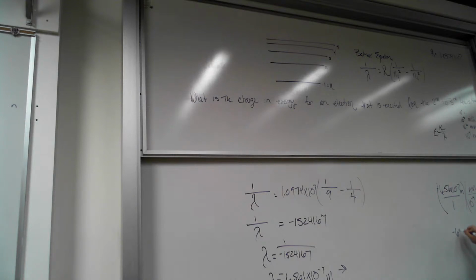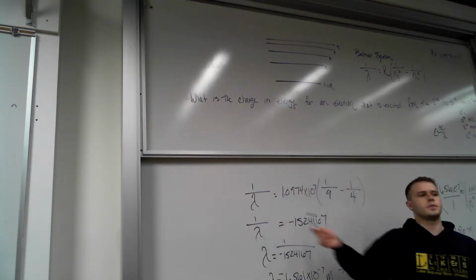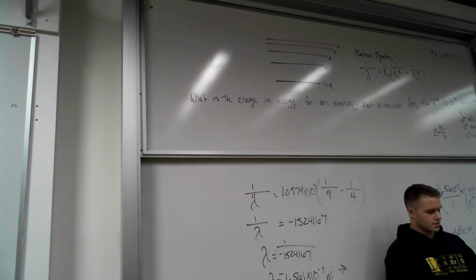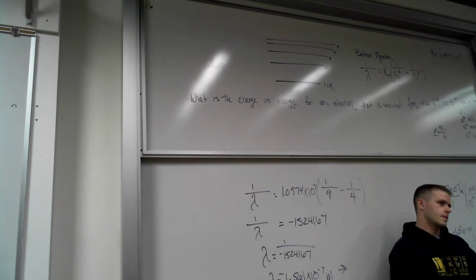We get a negative 656.1, let's say 656 nanometers. Why is this number negative? How can you have a negative wavelength? Electrons? Good thought, but no. What causes this number to be negative? If we think back to our original equation, what causes this number to be negative?